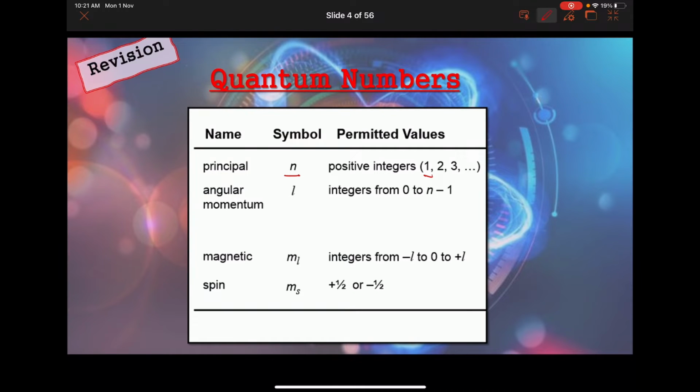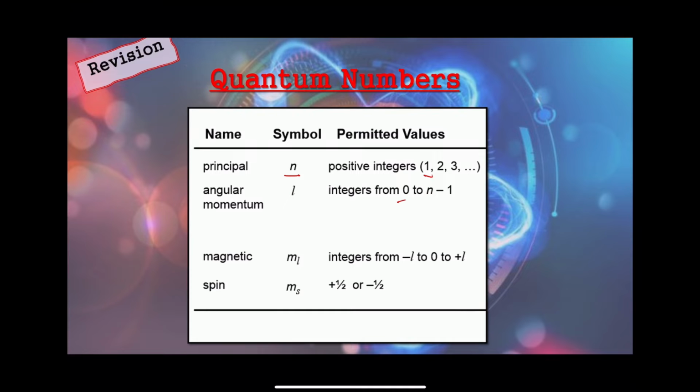L depends on the value of n, where the value of L is the integers from 0 to n minus 1. The third is the magnetic quantum number with the symbol ML. The ML depends on the value of L, where the value of ML is the integers from negative L to 0 to positive L. The last is the spin quantum number with the symbol MS. The spin quantum number indicates that in an orbital, the electron can be positive half and negative half.